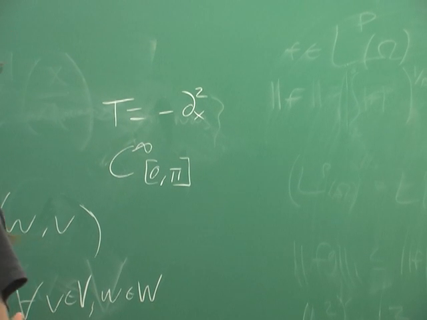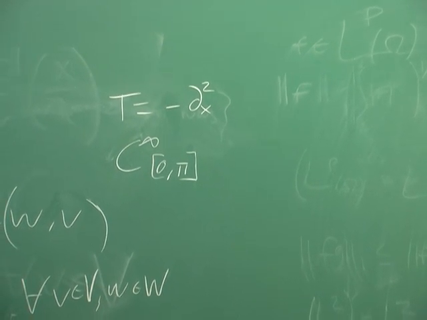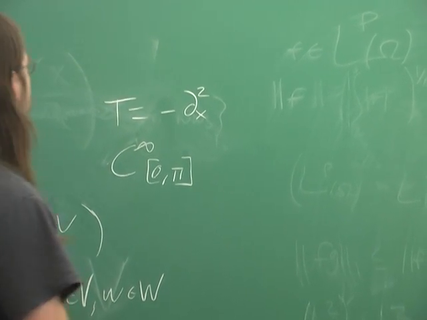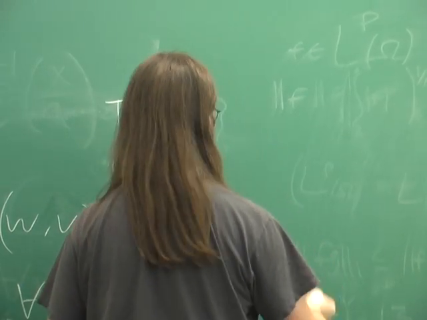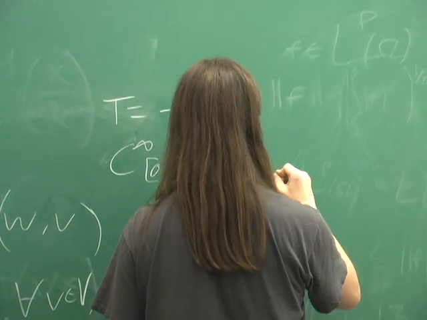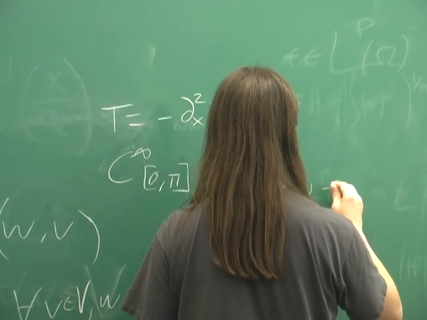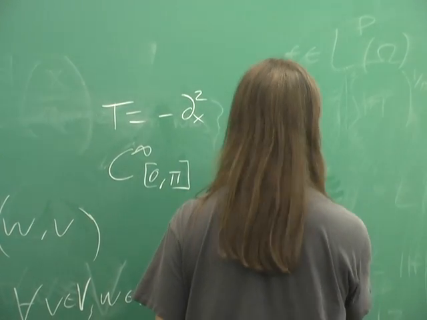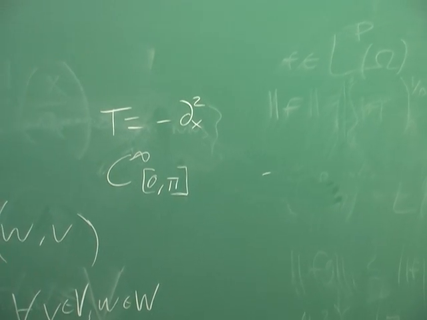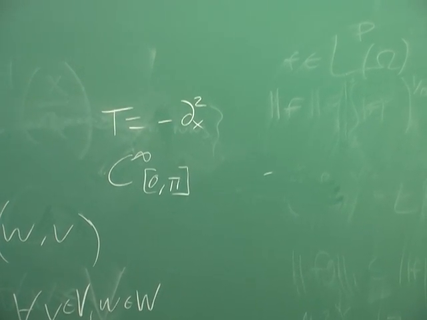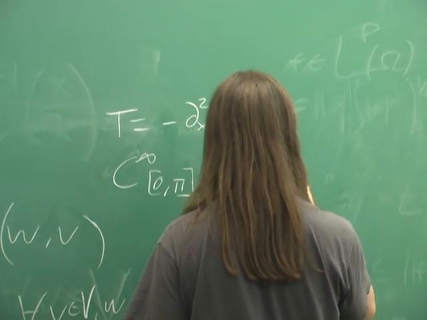So what are the eigenfunctions and eigenvalues of this operator? Let's see. You need to solve for the eigenfunctions. The eigenvalues are squared. That's just going to be negative. Just write it down.